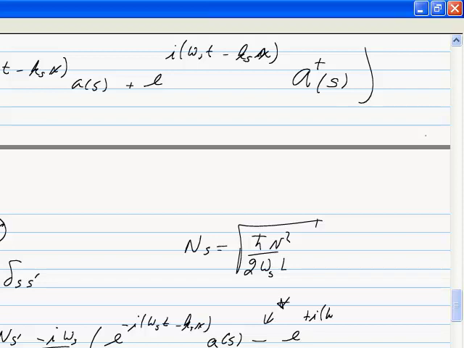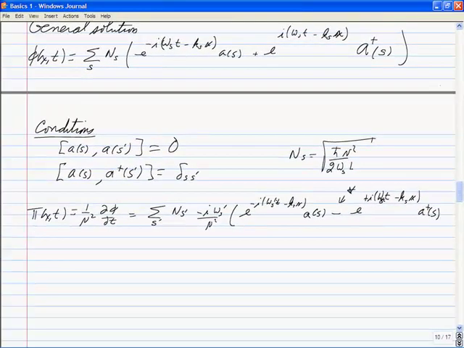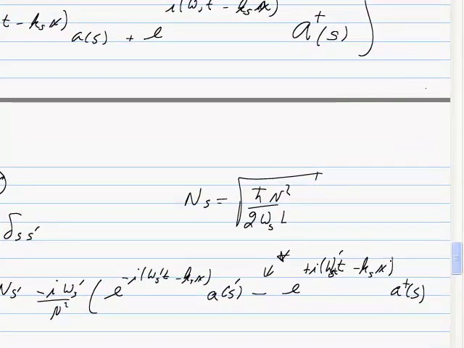E to the plus i, and a dagger of s. And I said I was going to do s primes everywhere, and I didn't do it. So let's put primes on everything. There. I got all my primes back in, I think. Good. Okay. Anybody?